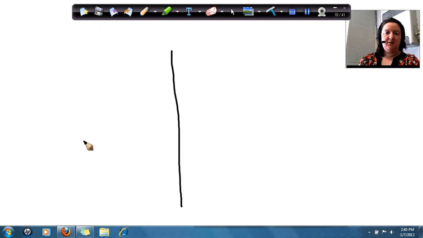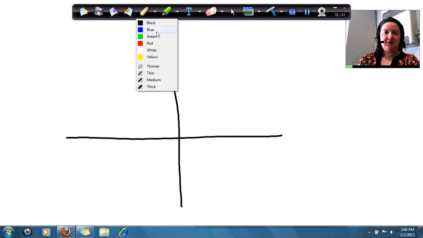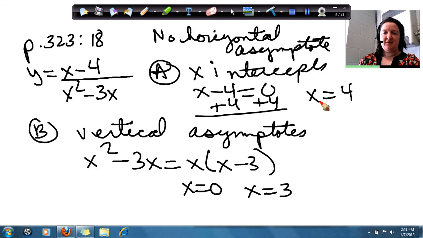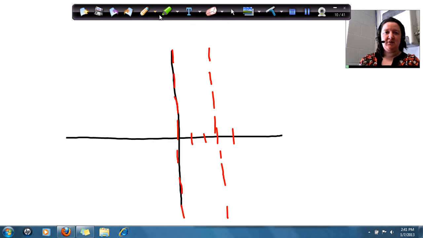So we know we have an asymptote at 0 and 3, so let's do that in red. We know that our x-intercept is at 4, and that's over here. We know that we're going to cross at that point. But we need to find out what's happening in between the asymptotes and what's happening on the other side of the asymptotes. So let's look at a table of values.